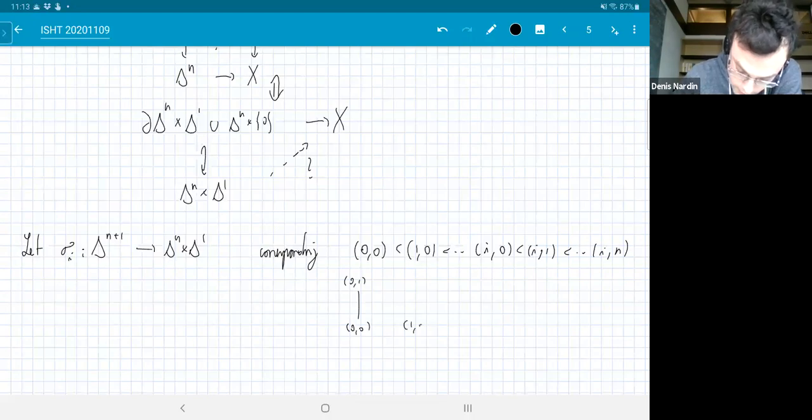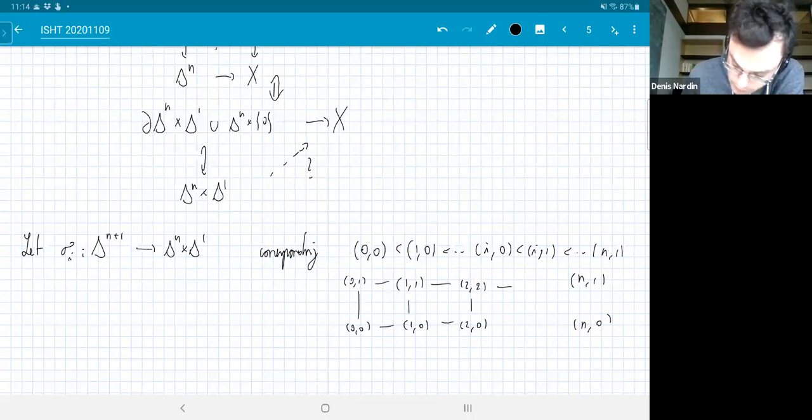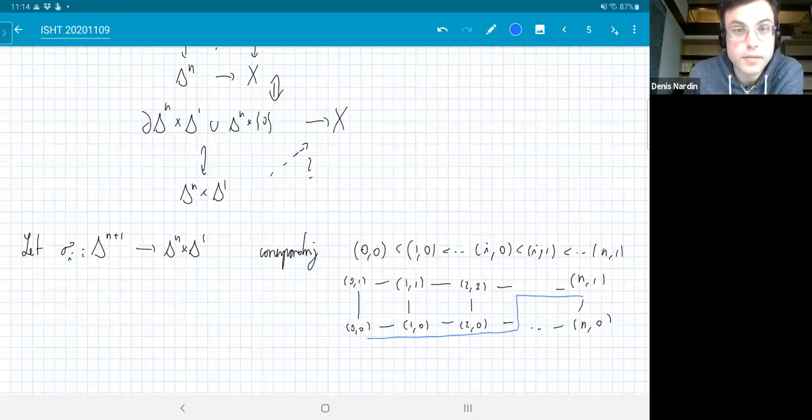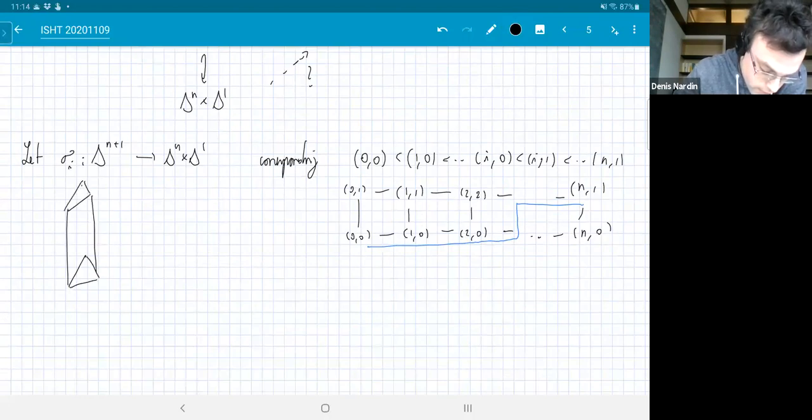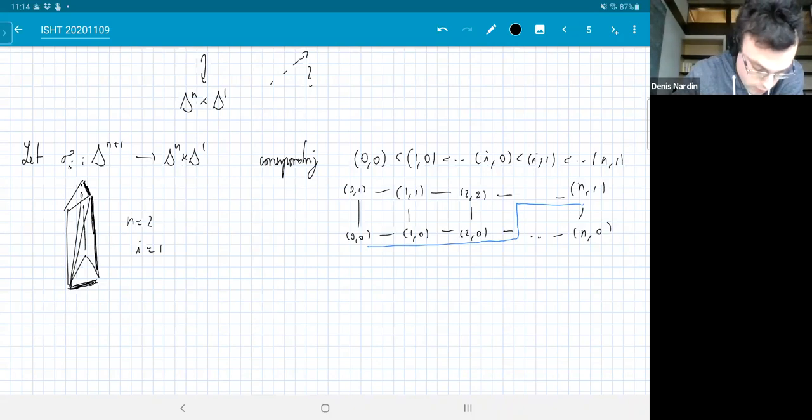So if you picture this poset as this guy, this corresponds to a path like this. And instead, if you see this as a prism, this corresponds, for example, so this is the case n equals 2, and let's say i equals 1. This corresponds to this simplex in the prism. This is (0,0), (1,0), (1,1), (2,1). This was (0,1), (2,0).